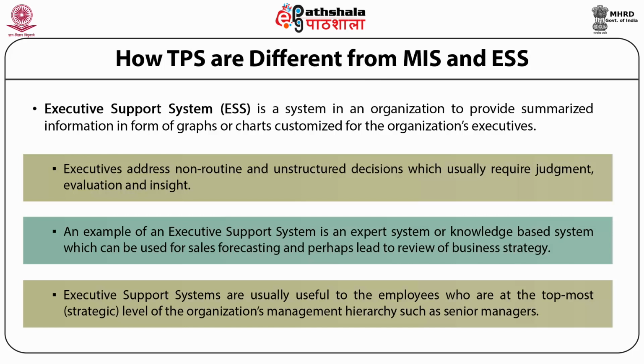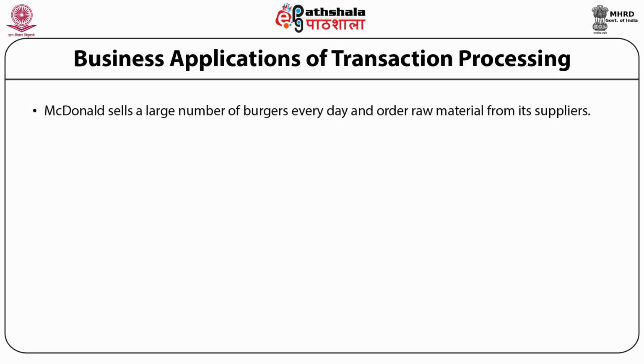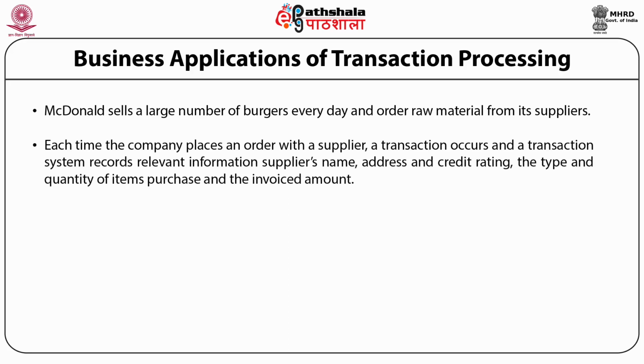such as senior managers. Let us now take into consideration the business application of transaction processing. The very first example, that of McDonald's. McDonald's sells a large number of burgers every day and orders raw material from its suppliers. Each time the company places an order with a supplier, a transaction occurs, and a transaction system records relevant information: the supplier's name, address, and credit rating, the type and quantity of item purchased, and the invoiced amount.